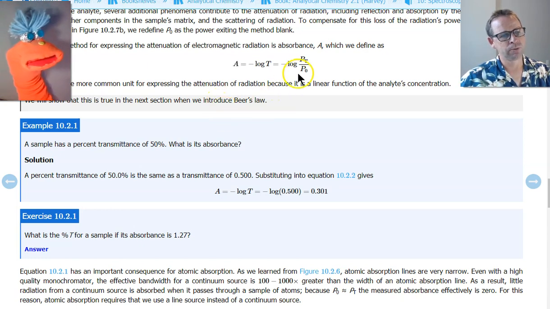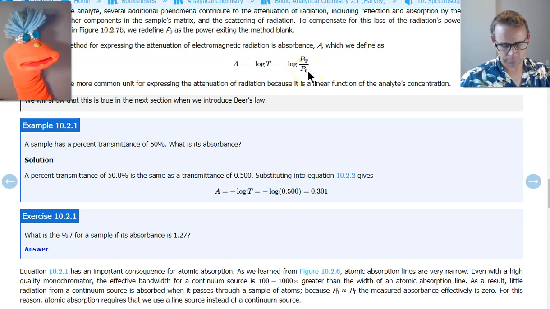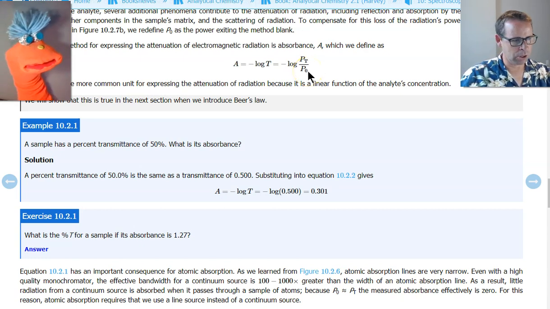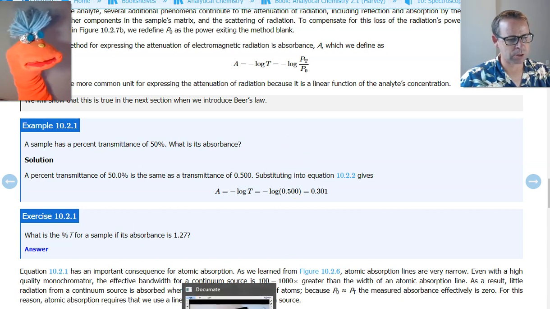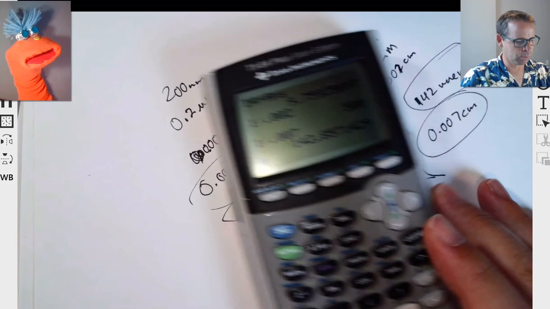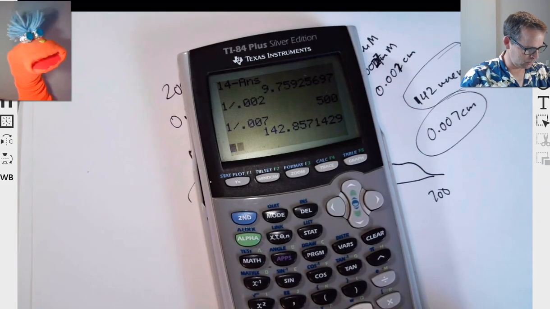Let's see. If that ratio, PT to P0, was 10 on top and 100 on the bottom, so like 10% got through out of the 100 that was going to get through. That's very good. 10 over 100, that would be 0.1. Very good. And then if you take 0.1, I'm going to do this for you in your calculator, right? Yeah, 0.1. Take the negative log of that value.